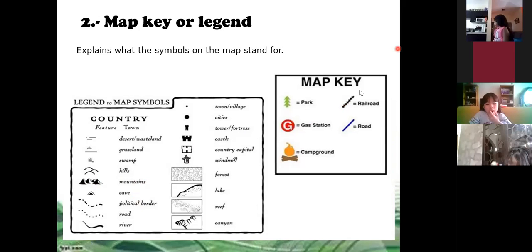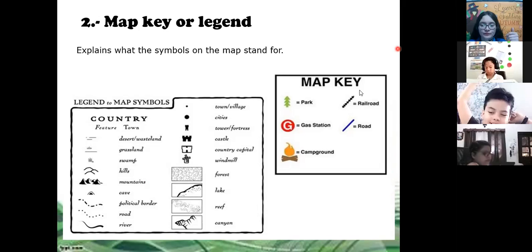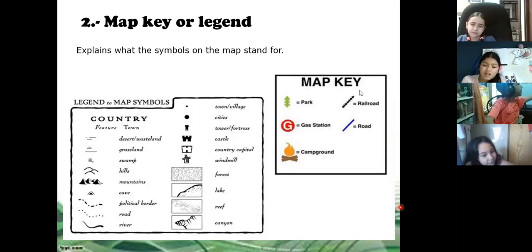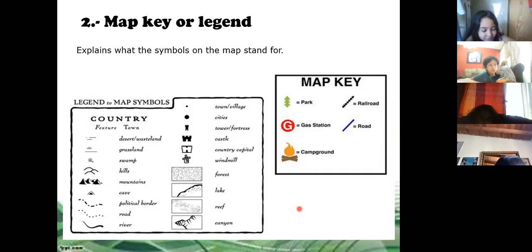According to the descriptions, political, remember, divides the country into states. Physical describes the map into landforms, physical landforms. And the climate shows the representations of the weather. It must be in a physical map. In physical maps, you can find mountains, remember.